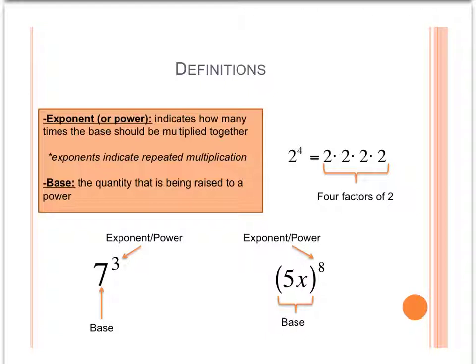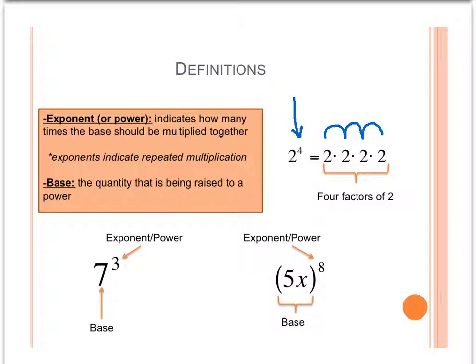Exponents indicate how many times a base should be multiplied together, or in other words, exponents just indicate repeated multiplication. So in this case, we have 2 to the 4th power, and that 4 is telling us that 2 should be multiplied together 4 times.